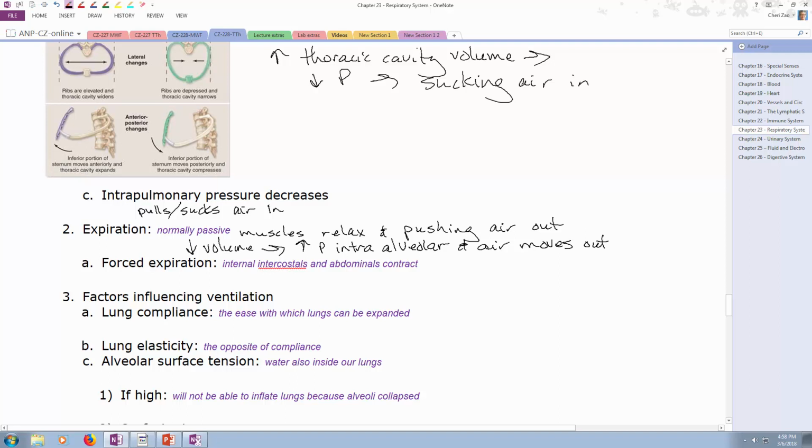We can actually forcefully make our thoracic cavity smaller by contracting our internal intercostals as well as our abdominal muscles. When we contract our internal intercostals, we pull our rib cage downward, decreasing the volume of the thorax.